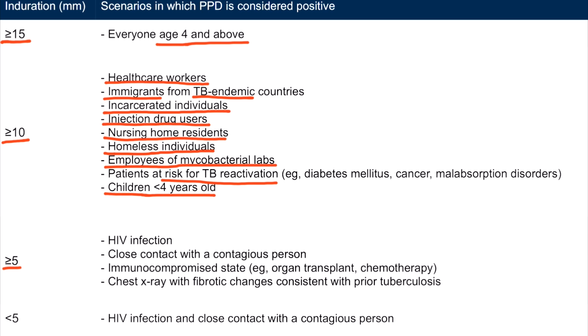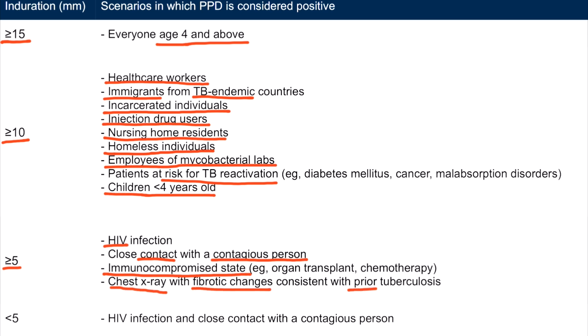An even smaller cutoff of greater than or equal to 5 millimeters is appropriate to use in the setting of an HIV infection, close contact with a contagious person, an immunocompromised state, as can often be seen in organ transplant patients or patients on chemotherapy, and when a chest X-ray demonstrates fibrotic changes consistent with prior tuberculosis.